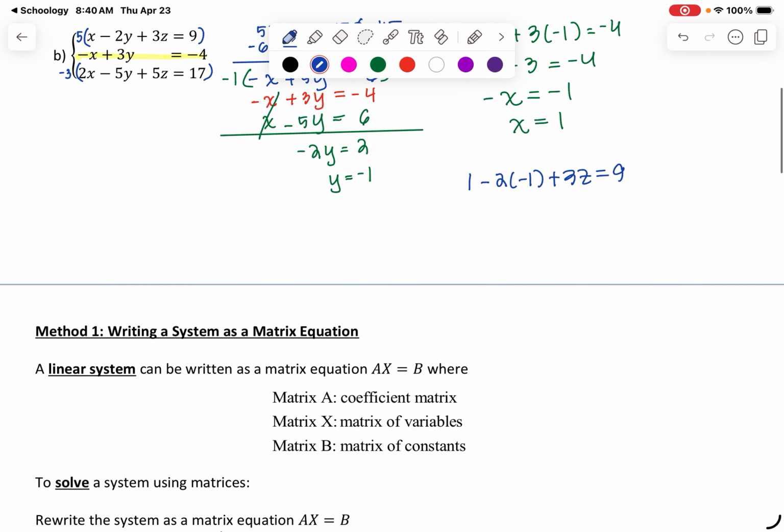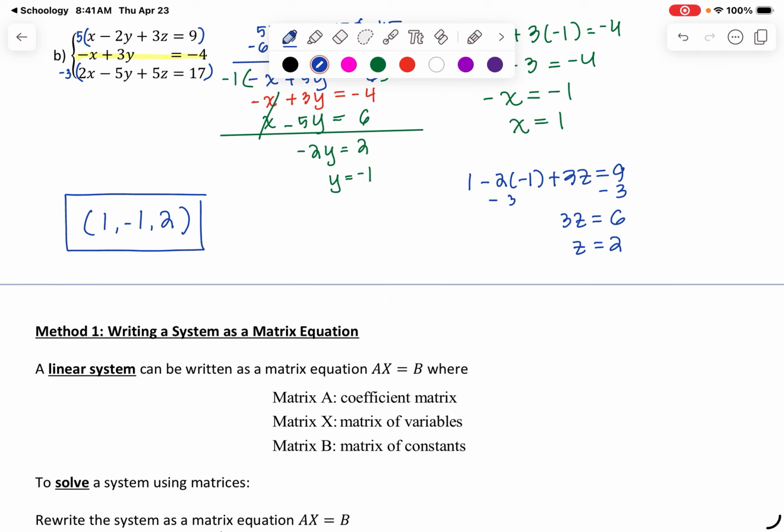So I have 1 plus 2, which is 3. So I'm going to subtract 3 from both sides. I have 3z is equal to 6. Divide by 3, z is 2. And now I can write my answer as an ordered triple. This is (1, -1, 2).